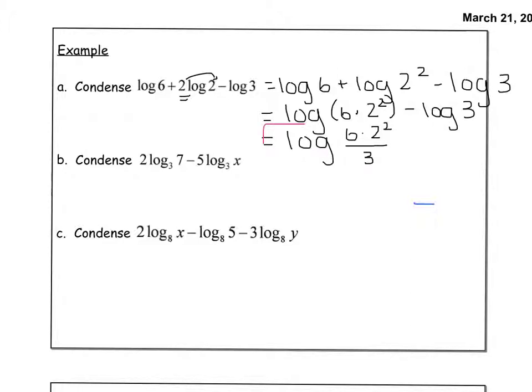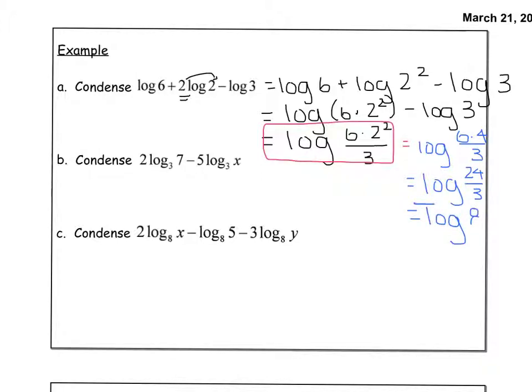I could just leave it like this. This would be a great answer for you. If you want, you could do 2 squared is 4, so I have 6 times 4 over 3. Then simplify it more. You have 24 over 3. And 24 over 3 is 8. So you could have log of 8. Both of them in the red box are going to be great answers. I would accept either one.